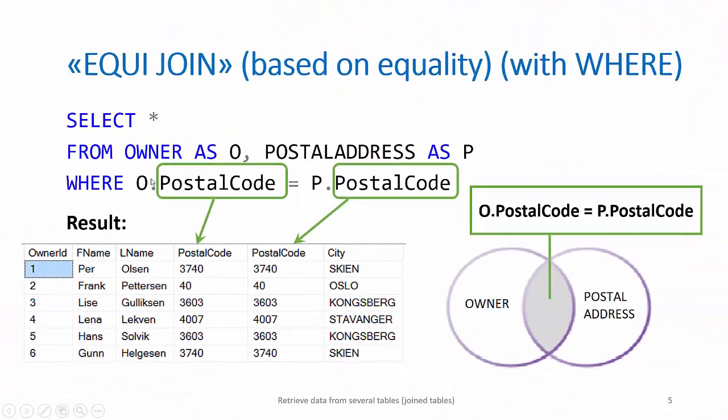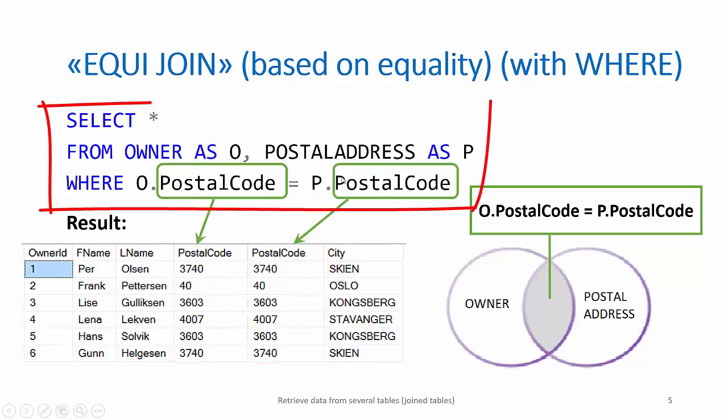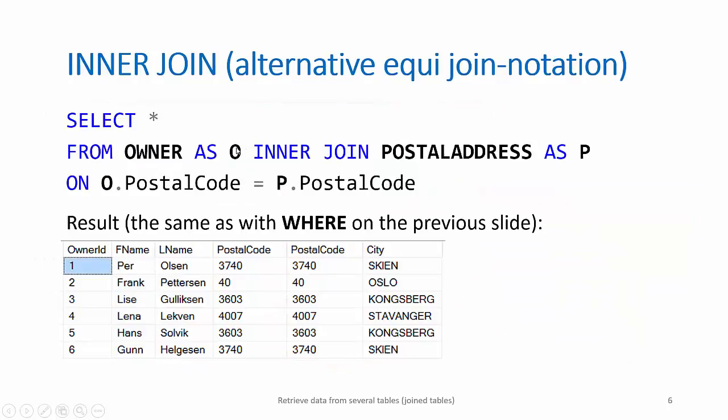So this is a simple syntax. We just use the where to tell that we want to retrieve the data where postal code in one of the tables is equal to postal code in the other table. There is an alternative syntax for doing this, and we will have a look at that.